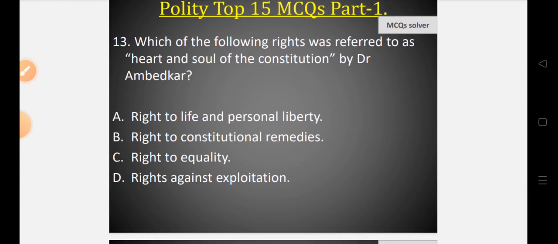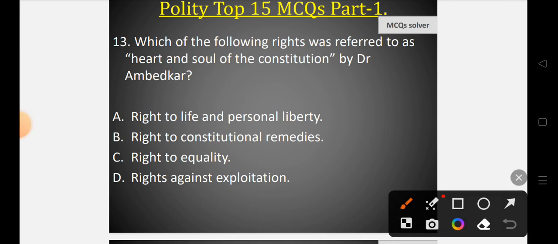Now question number 13, which of the following rights was referred to as the heart and soul of the constitution by Dr. Ambedkar? Let's look into the options. Option A, right to life and personal liberty. Option B, right to constitutional remedies. Option C, right to equality. Or option D, right against exploitation.